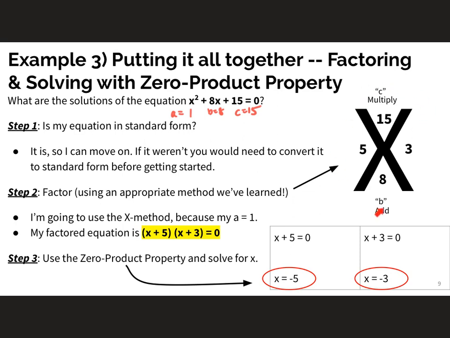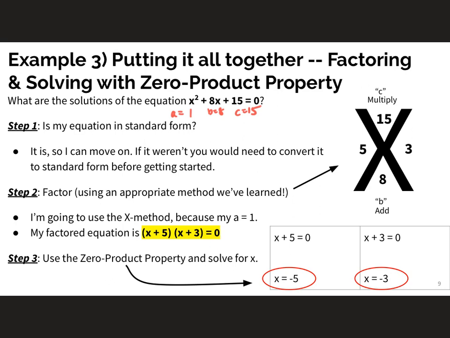When I use the x method, I put my c at the top and b at the bottom, and I want to find just one factor pair of 15 that adds up to 8. I know that 5 times 3 multiplies to 15, and 5 plus 3 adds up to 8, so I found my factor pair. Once I find my factor pair, I can write it out in my skeleton. So I have x plus 5 times x plus 3, and I set it all equal to 0 because I didn't do anything to that 0. So now I have a factored quadratic.